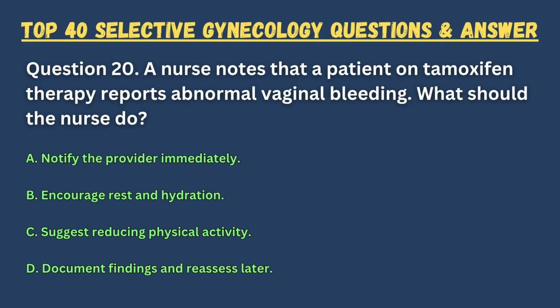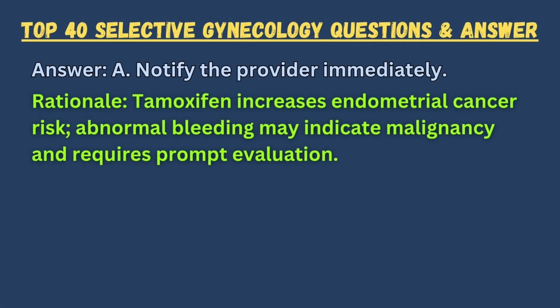Question 20. A nurse notes that a patient on tamoxifen therapy reports abnormal vaginal bleeding. What should the nurse do? A. Notify the provider immediately. B. Encourage rest and hydration. C. Suggest reducing physical activity. D. Document findings and reassess later. Answer: A. Notify the provider immediately. Rationale: Tamoxifen increases endometrial cancer risk. Abnormal bleeding may indicate malignancy and requires prompt evaluation.